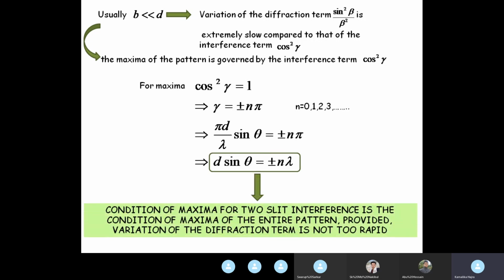Just as I told you, the condition of maxima for two slit interference is also the condition of maxima for the entire pattern, provided the variation of the diffraction term is not too rapid. So with these two discussions, where we realized where the positions of minima and maxima would be, we are now at a situation where we can draw the intensity curve.